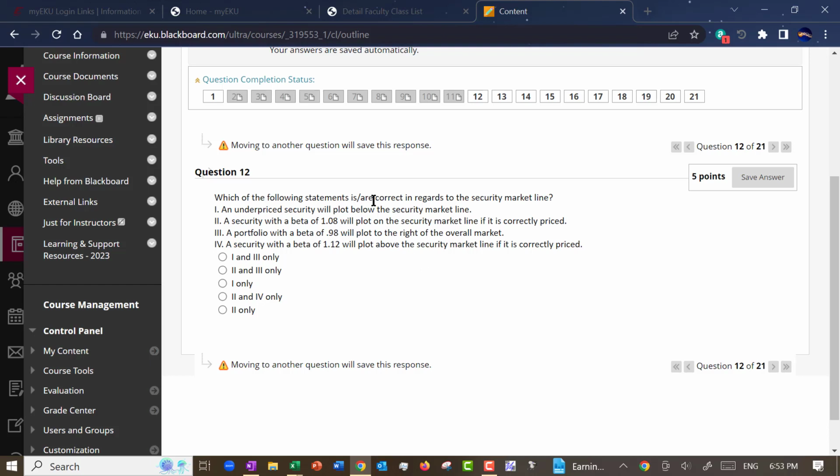Which of the following statements are correct in regards to the security market line? Okay, 1. An underpriced security will plot below the security market line. Right or wrong?